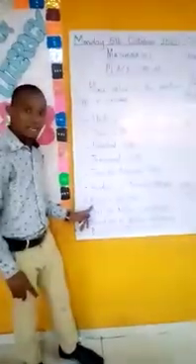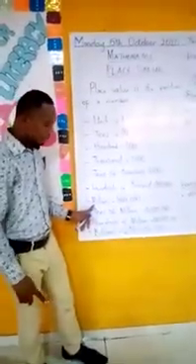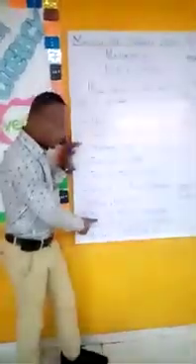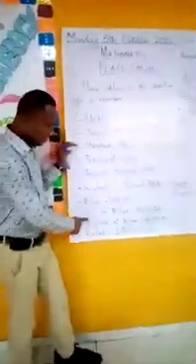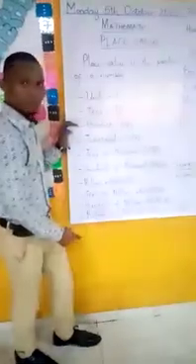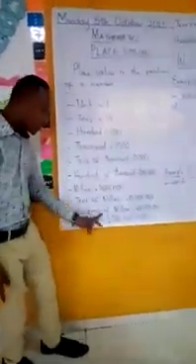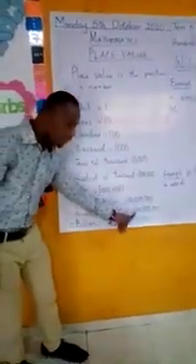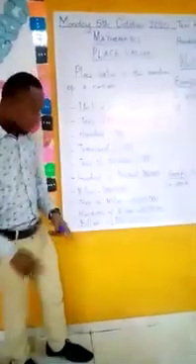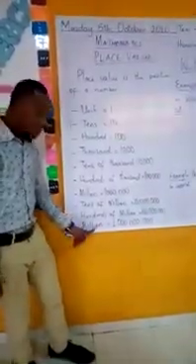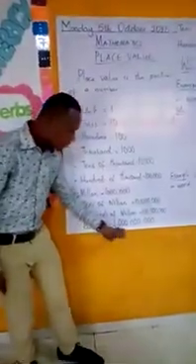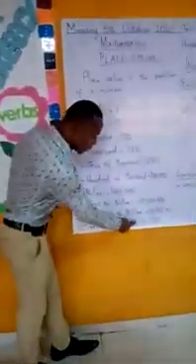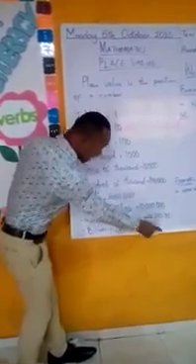The next one we have million. Then we have tens of million, a 10 and a million. The next one is hundreds of million, 100 and a million. The next one also is the billion. 1 and a billion. Billion has how many zeros? Let's count: 1, 2, 3, 4, 5, 6, 7, 8, and 9. Then billion has 9 zeros.